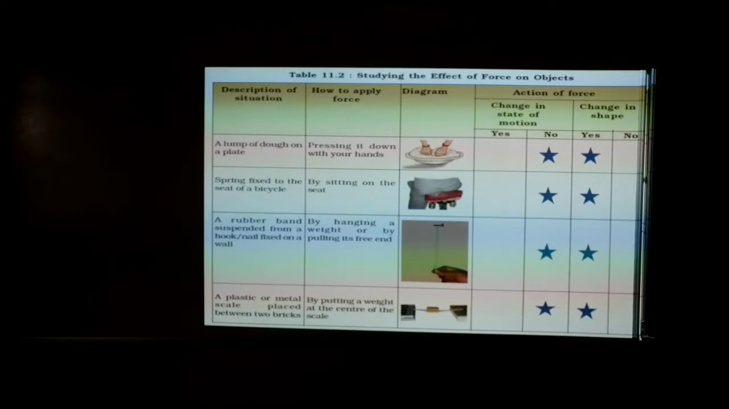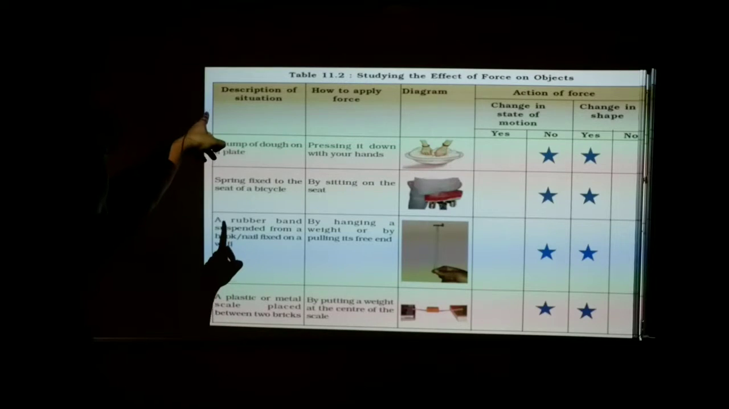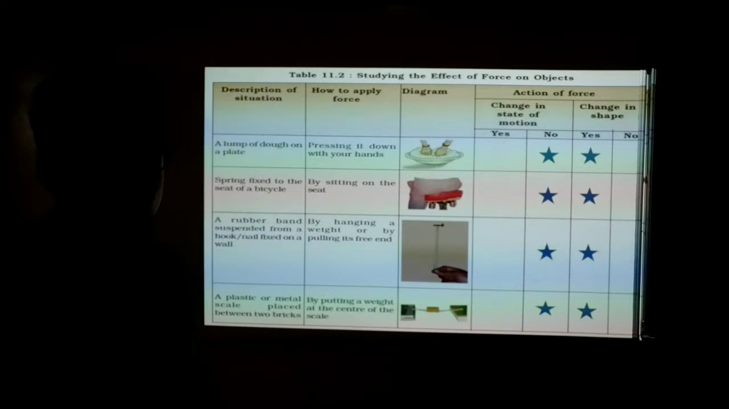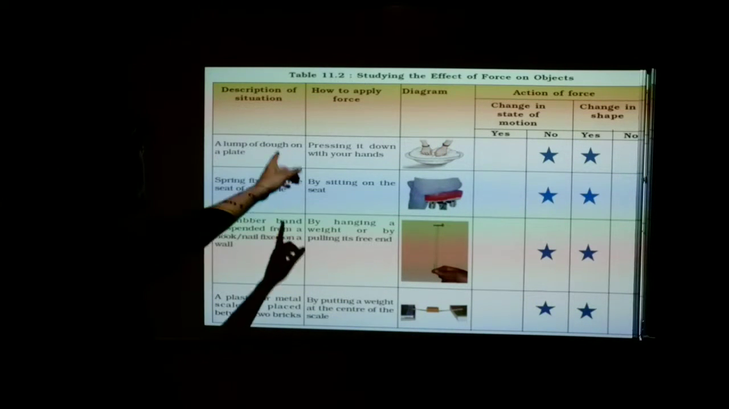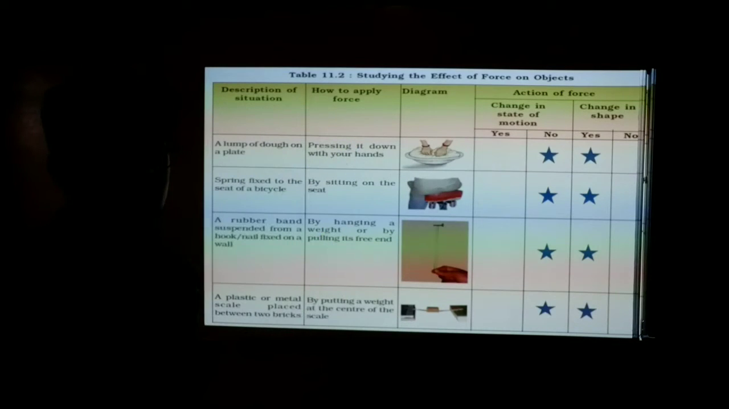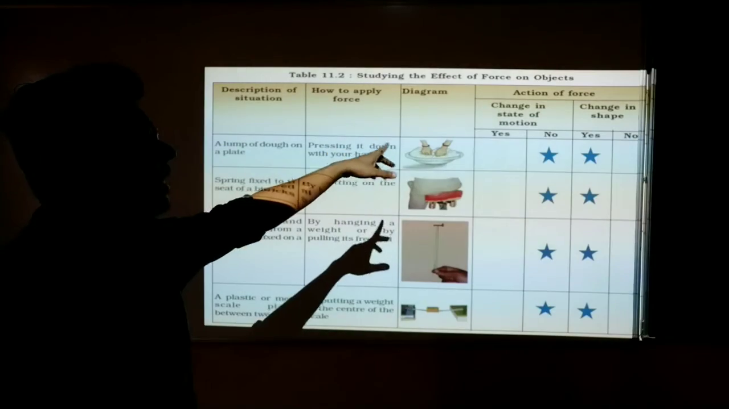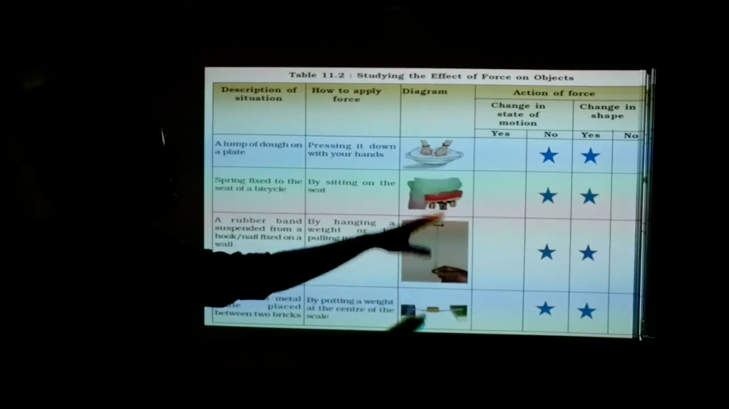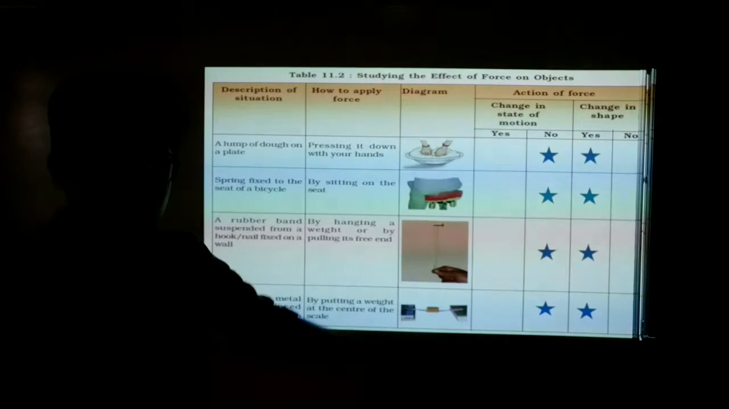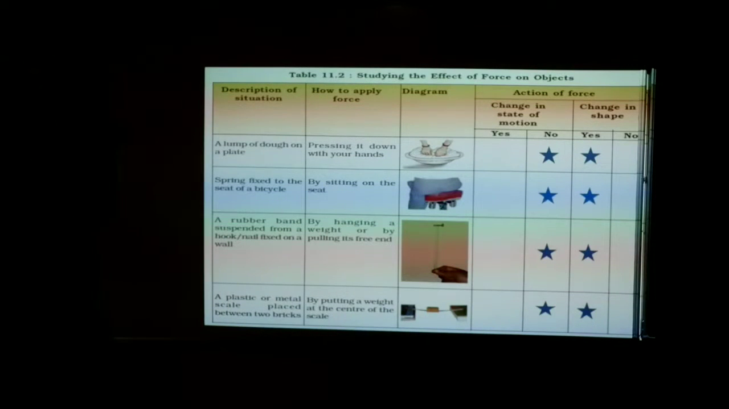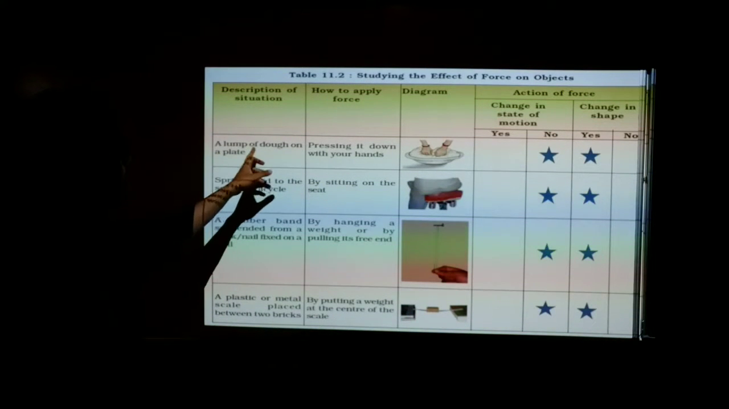Here you can see the table. In the table you have a description of a situation, where an object is completely fixed. The second column is how to apply a force: tangentially, perpendicular or parallel. Third is the diagram, and fourth is the action of force, where you have to mention a change in state of motion or a change in shape. So initially we will start with a lump of dough on a plate.